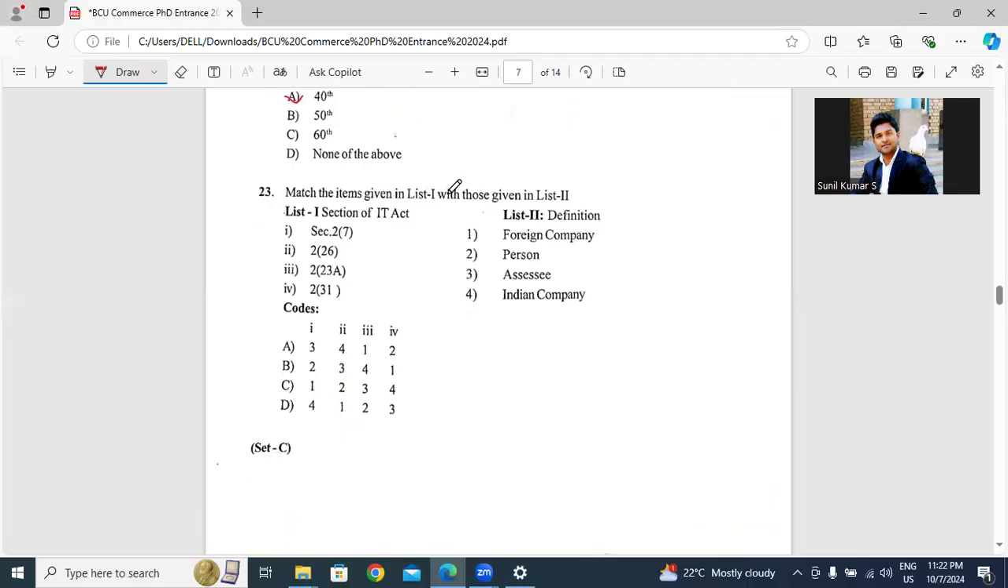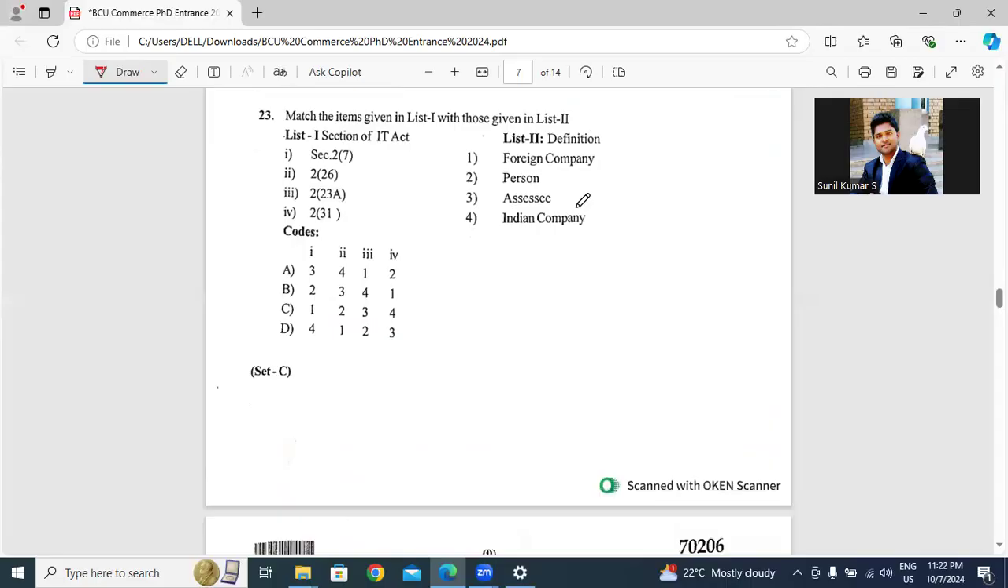Match the items given in list 1 with those given in list 2. So that's very simple. It's all about income tax definitions. Section 2 subsection 7, 226, 23, 223A and 231. So simply I can match here. Section 2 subsection 7 is nothing but about SSC. When it is 1 and 3, so one and only one we can select. Even if I don't know any other answer, if I know just this one, it is enough to select, because the options are given in such an easy manner without much confusion.